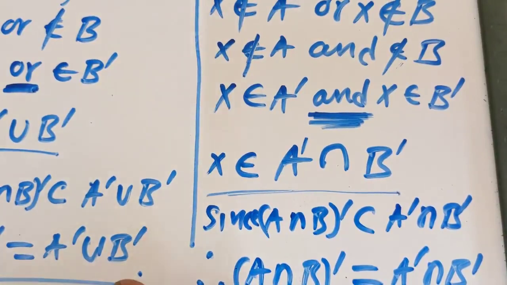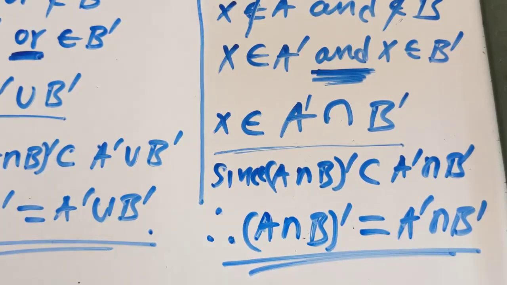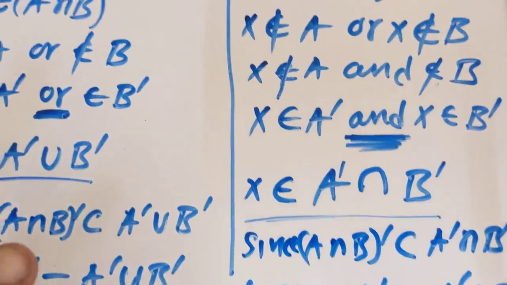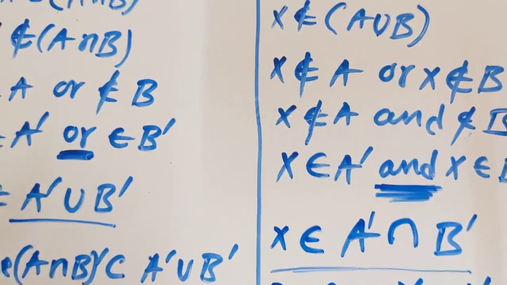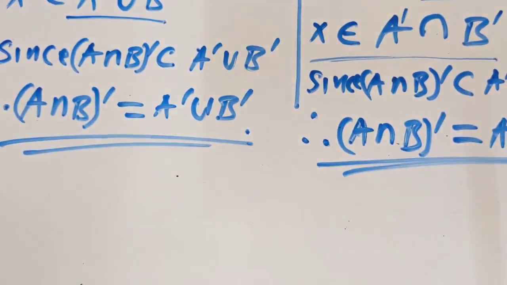I'm sure you are able to understand what De Morgan's law is. They'll ask you to state what De Morgan's law is. So when you are asked to state De Morgan's law, there are questions where they'll just ask you to state De Morgan's law, and the question will be 2 marks or 3 marks.